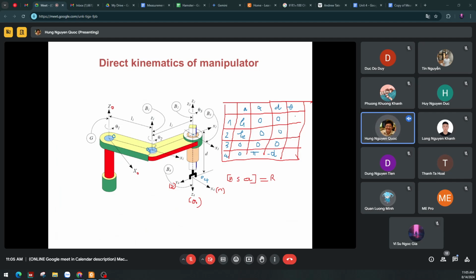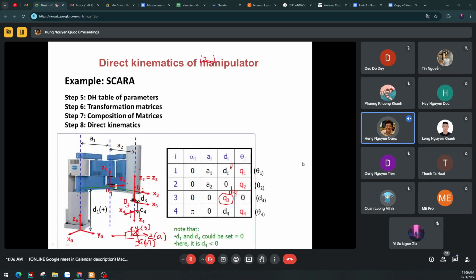And of course, this is theta 1 and theta 2, theta 3. All of these are variables. And theta 4 is now x4. X4 and x0 we do the same, so 0. So that is the DH parameters in this case.